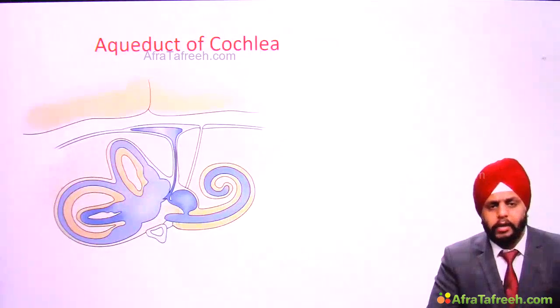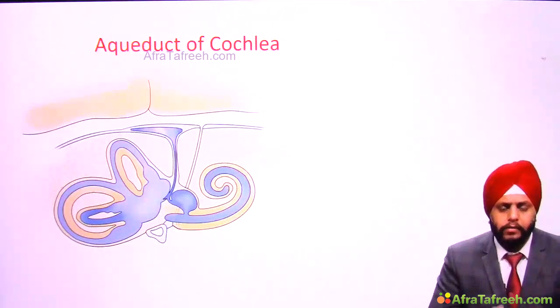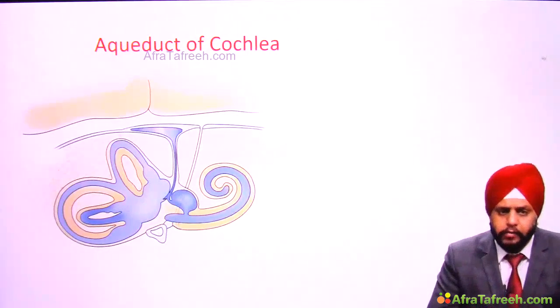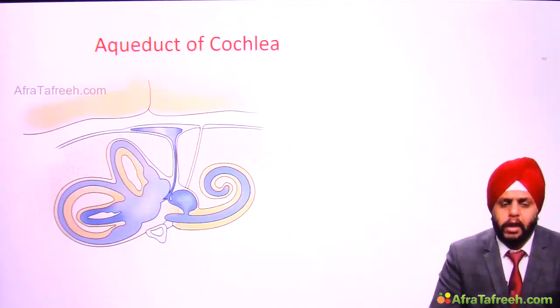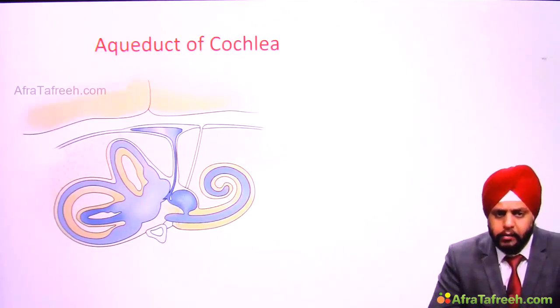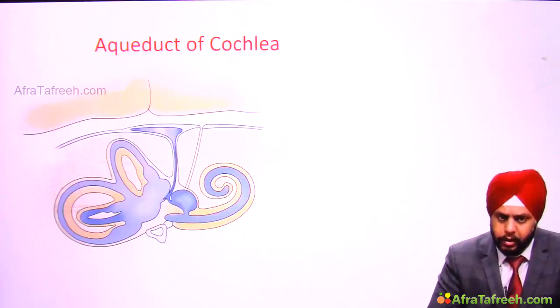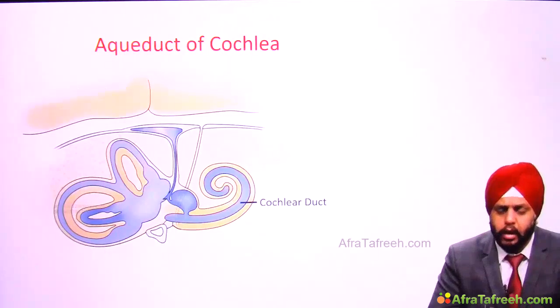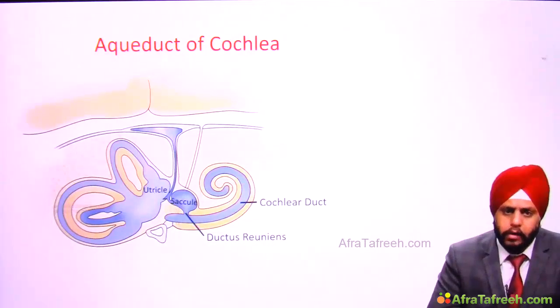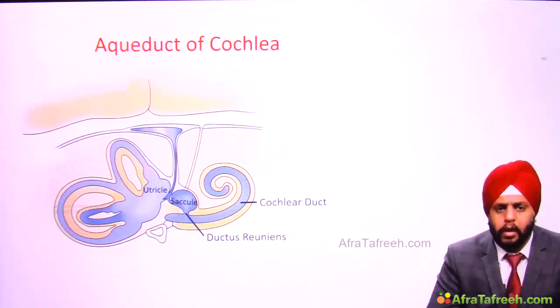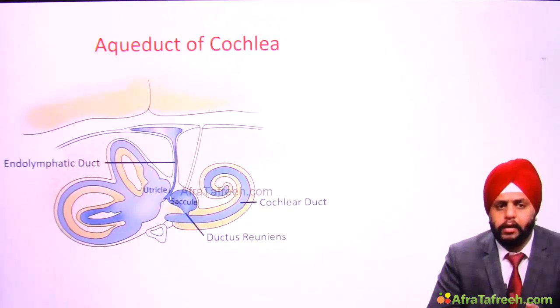Okay, now let's look at this diagram. Let's revise what we have just all studied. All right, so what we can see over here is the inner ear, the membranous inner ear, and around that there is a bony covering, that is the bony labyrinth, the bony inner ear. Okay, so you can see that this is the cochlear duct, that is the scala media, it has the endolymph. Right, now this is communicating through ductus reuniens to the saccule, and the saccule is communicating to the utricle and the semicircular canals. Now from here arises the endolymphatic duct.